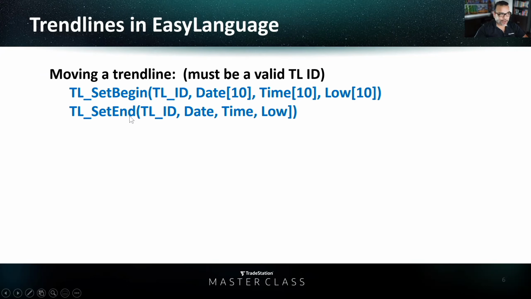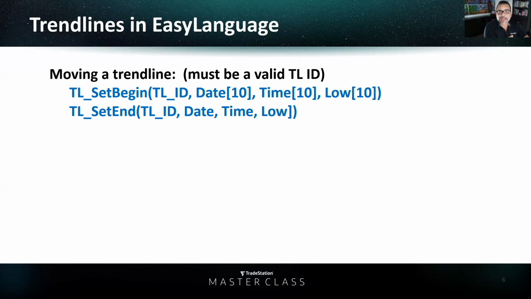This TL_ID is not a reserved word; this could be Value1. You just have to supply the variable that is holding the ID of the trend line. In this example that you see here in blue, TL_ID is just a user-declared variable holding the ID of the trend line. Why is it needed? Because the SetBegin and SetEnd reserved words need to know which trend line to change, which trend line to adjust. You could have a study that's drawing hundreds of different trend lines on the chart, so we need to tell EasyLanguage by their ID which one we want to change.